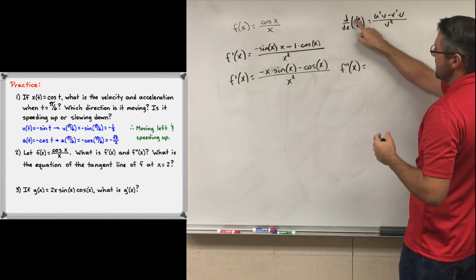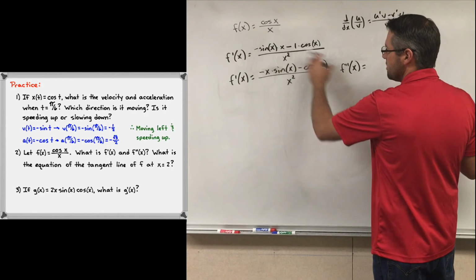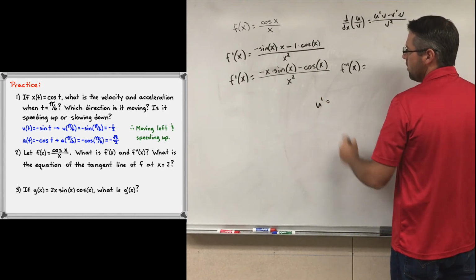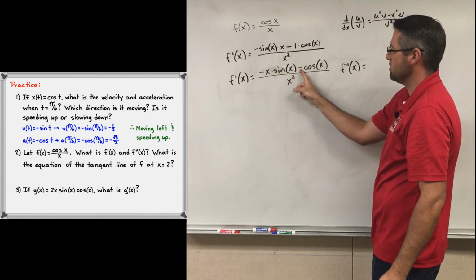Well, the first thing I want to do is identify what the top thing is. The top thing is all of this up here. So I've got to take the derivative of that. So I'll call that u. What is u prime? Well, I'm going to use the product rule for this piece, and then I've got a sum and difference there, so that's pretty easy.